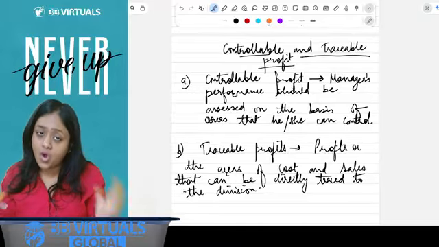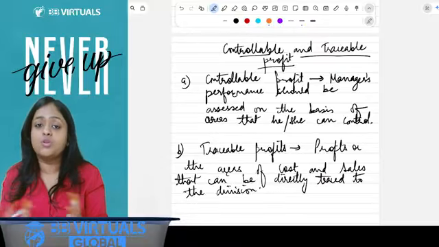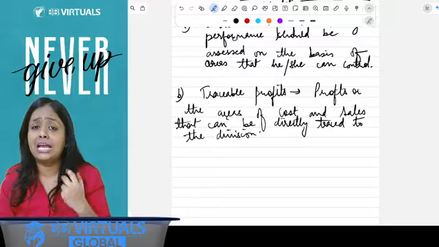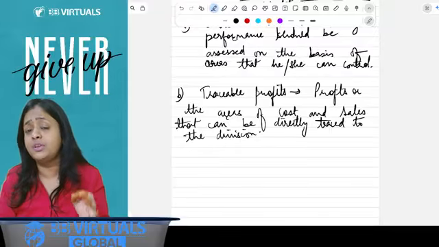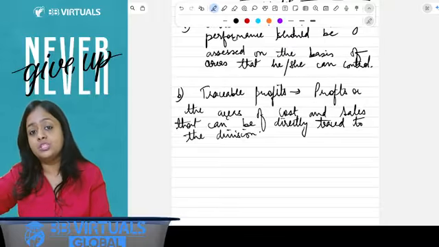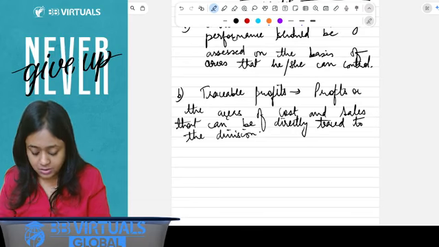Traceable profit is all that profit, all that revenue and cost that you can trace to a particular division. Okay, that you can directly trace to a particular division, even if it includes head office expenses also. If it can be directly traced to a division, that is a traceable cost.